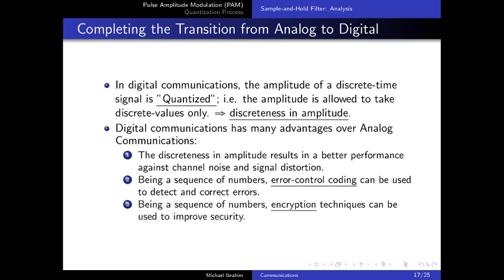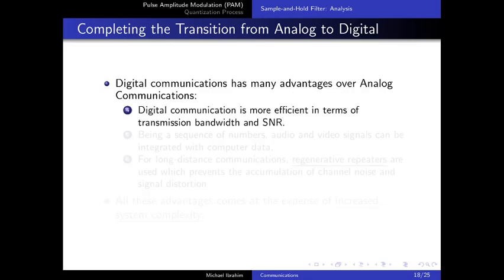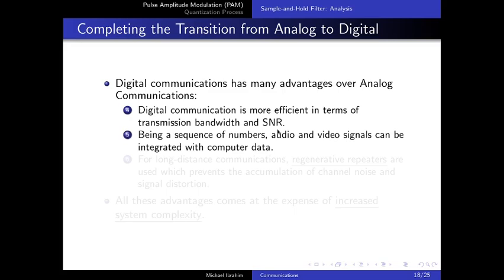The third advantage is the possibility of using encryption. Again, because we have a sequence of numbers, we can use encryption techniques, which again are some sort of mathematical operations performed on the message in order to encrypt its content, to improve security. All these advantages were not even possible to think of for analog communication. Also, digital communication is more efficient in terms of bandwidth and SNR, and you're going to see this maybe later on in another course. And also, being a sequence of numbers, we can integrate the audio and video signal with computer data. Computer data by nature is 1 and 0, is digital.